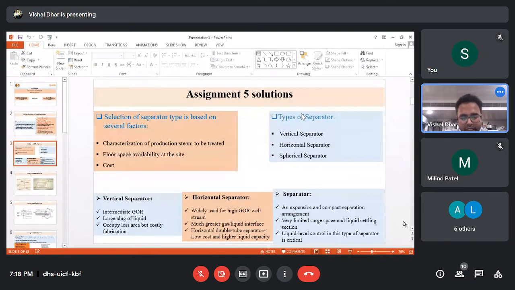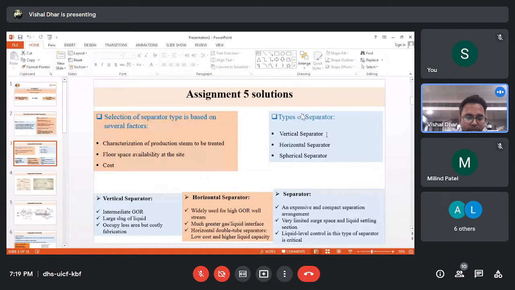The selection of a separator depends mainly on three factors. First, characterization of the production stream to be treated: if it is a gas well, oil well, or oil and water well, whatever the case is. Next is floor space availability at the site. The space available at the site dictates what kind of separator we'll be using: spherical, vertical, horizontal, whatever it may be. Next is the cost. There are mainly three types of separator in use in the fields these days: vertical separator, horizontal separator, and spherical separator.